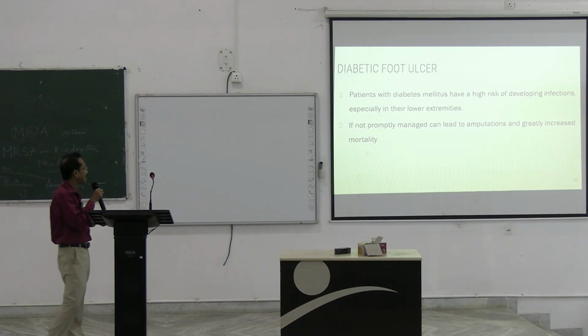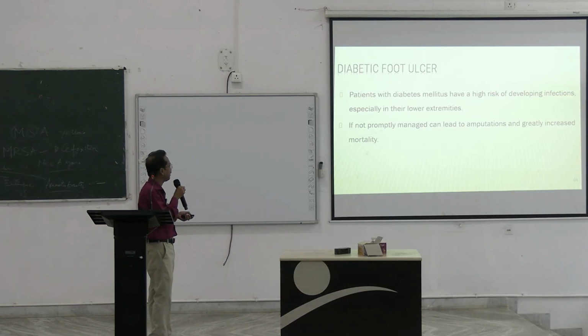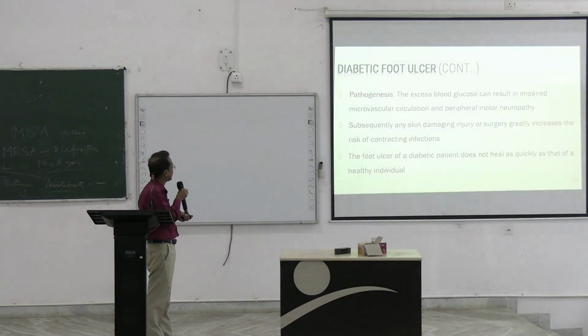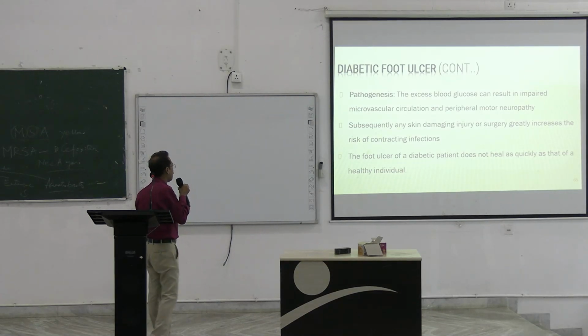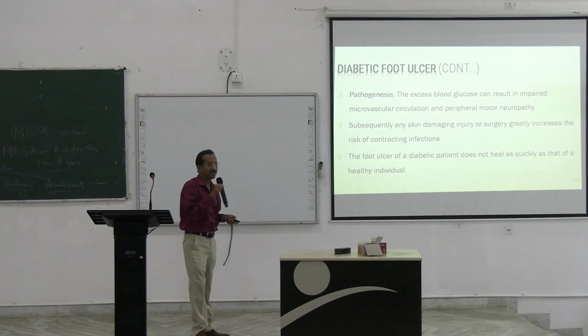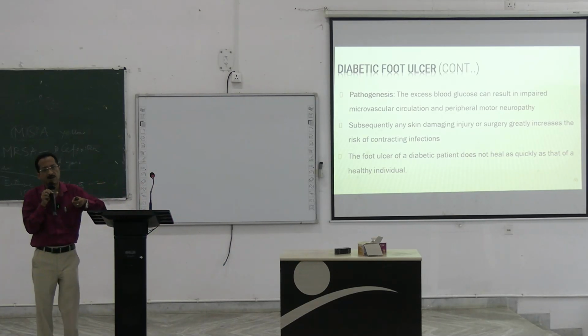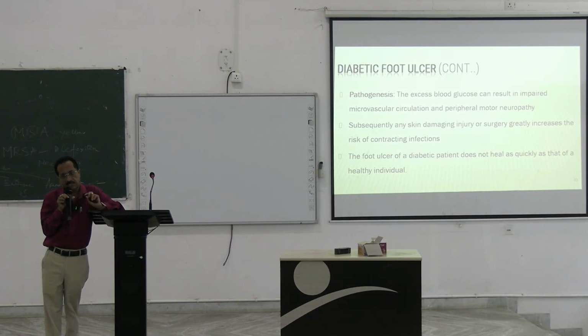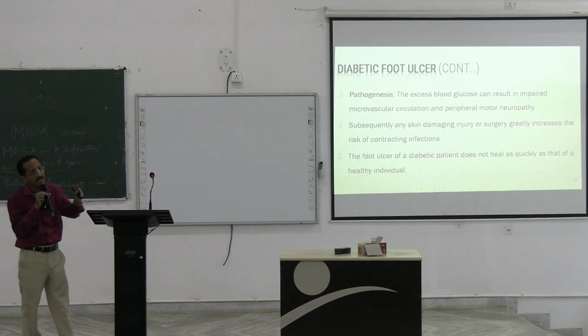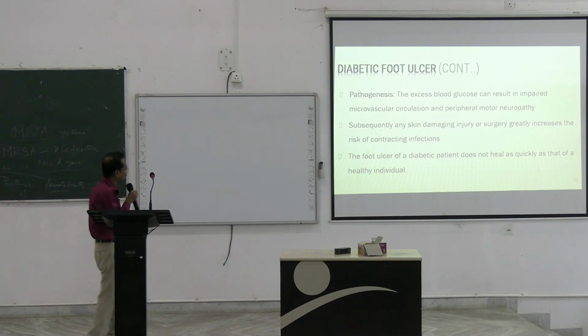Patients with diabetes have a higher risk of developing infection, especially in the lower extremity. What is the treatment? What is the diabetic foot? Why does diabetic foot usually occur? Two pathogenesis. It is a diabetic complication. One is atherosclerosis, so vascularity is decreased, and as there is diabetic neuropathy, patient cannot feel pain. So diabetic neuropathy exacerbates the diabetic foot.